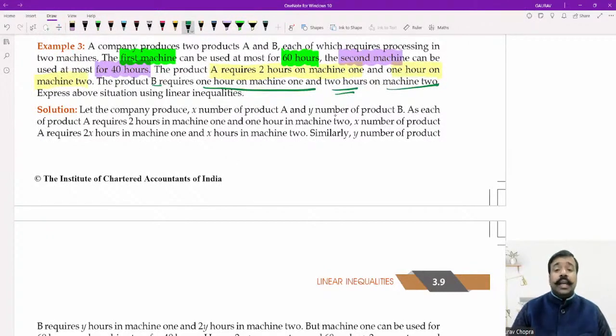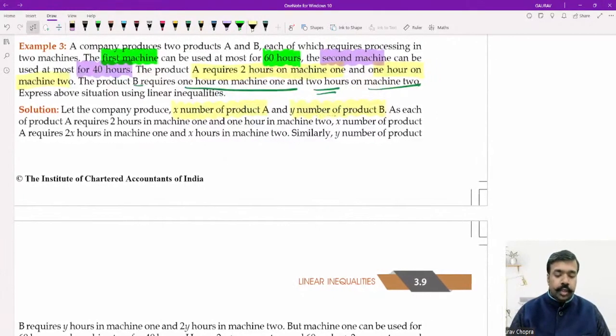Now we have to express all this information in the form of linear inequalities. So let us assume that X number of units will be produced for A and Y number of units will be produced for B. We can assume X and Y, or X1, X2, or A and B, anything, whatever we feel like. Okay, there is no issue. So now we have to form the equation and see.